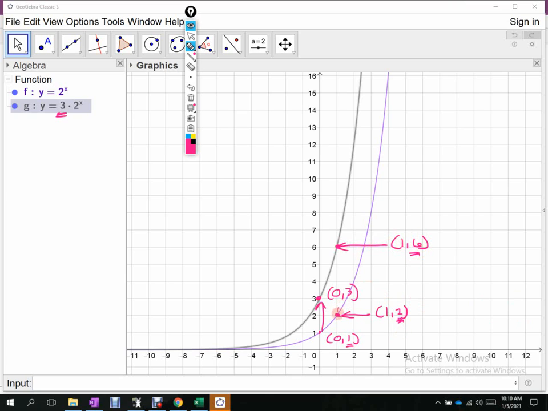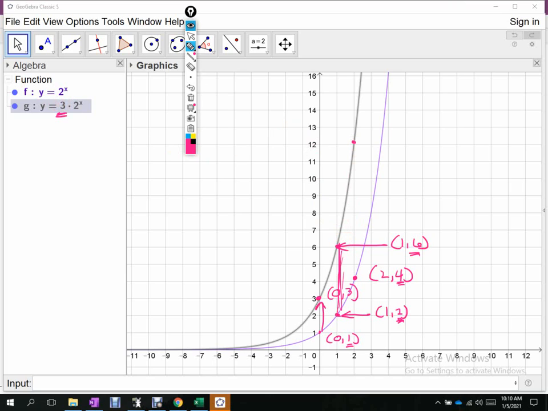Does that make sense? So that point corresponds to that one. If I go out here to like 2, 4, then when I scale that, I should have a 2, 12 on the other one. Is that doable? That's what that 3 out front is doing.